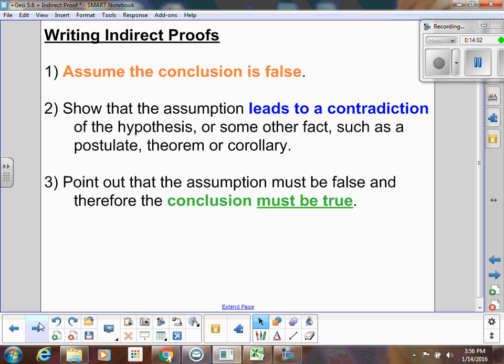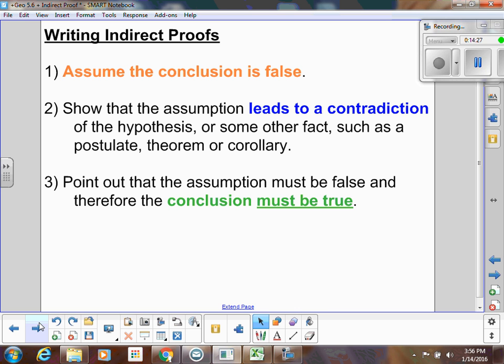When writing indirect proofs, our first step is we're going to assume the conclusion is false. And we'll do one in a minute so you can see what these steps look like. Then in step 2, and you'll list these steps out, we're going to show that our assumption in number 1 leads to a contradiction. So we're going to show our thought process in step 2 of how that leads to something crazy that's false.